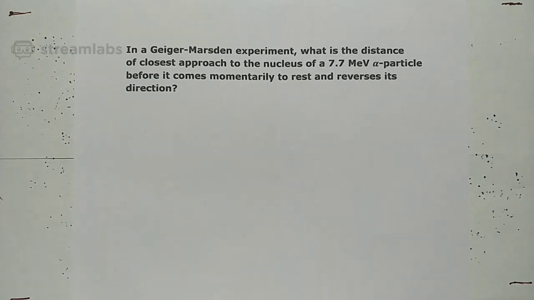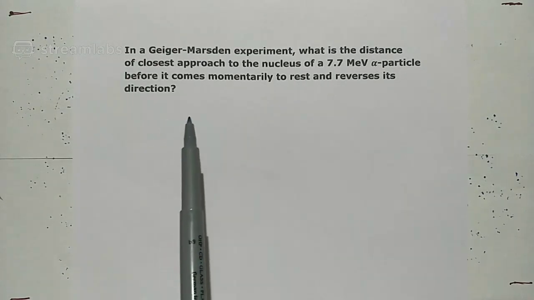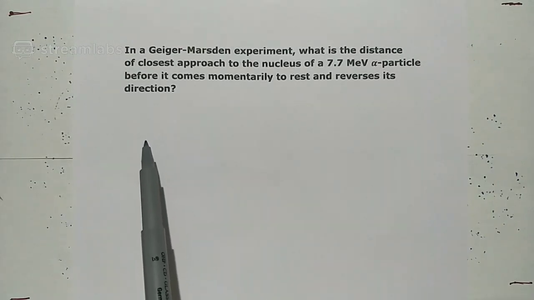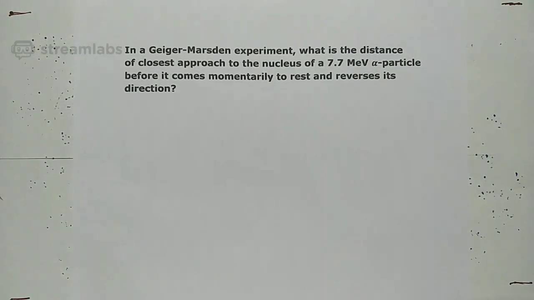This is not a problem from the problem sheet or the problems given at the end of the chapter. It's an additional problem. In a Geiger-Marsden experiment, what is the distance of closest approach to the nucleus of a 7.7 million electron volt alpha particle before it comes momentarily to rest and reverses its direction? So the question is simple. You need to find the distance of closest approach. So directly we can write the formula and substitute. What is the formula for distance of closest approach?